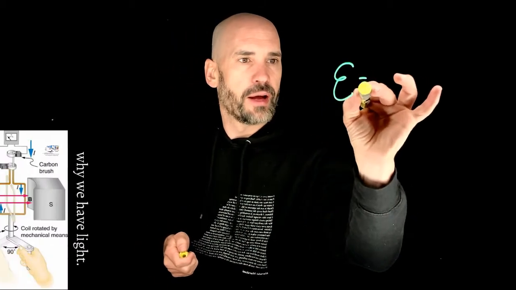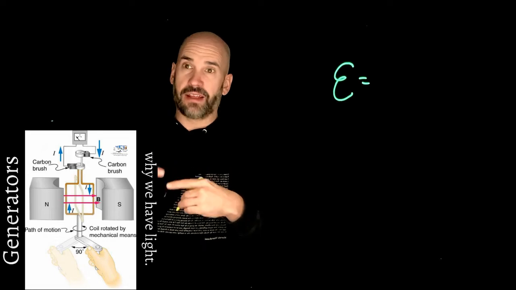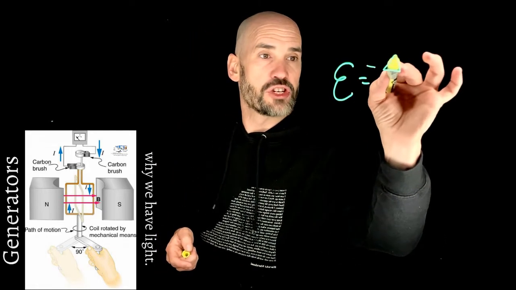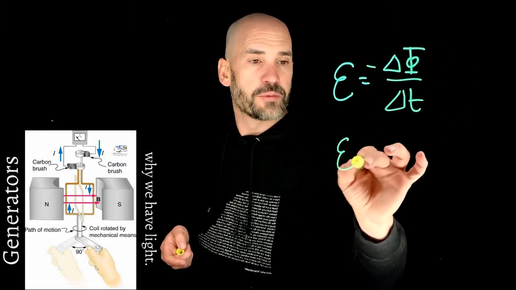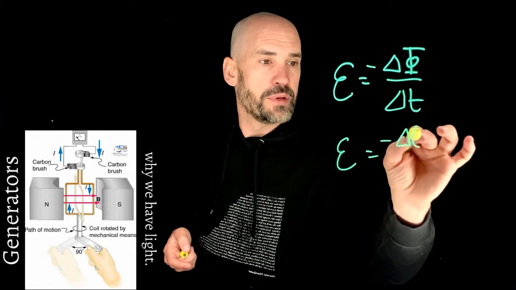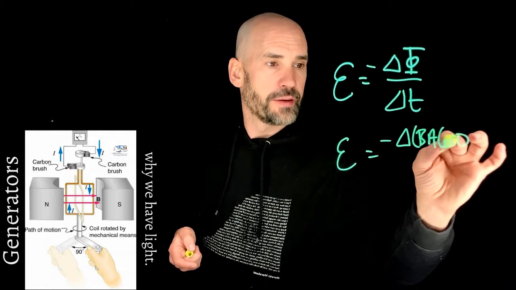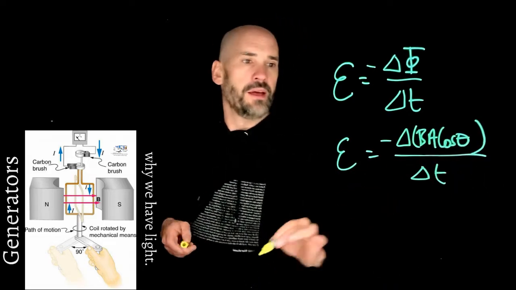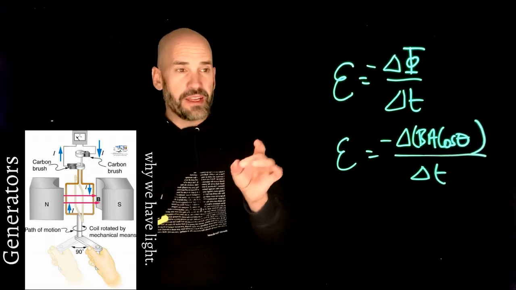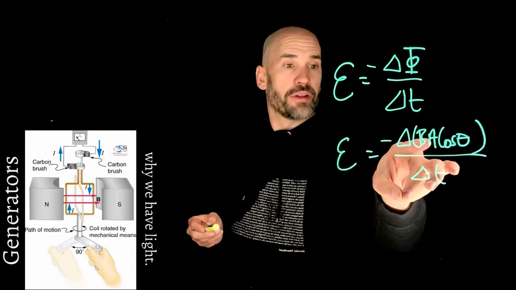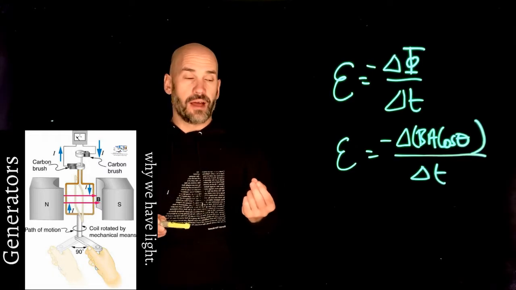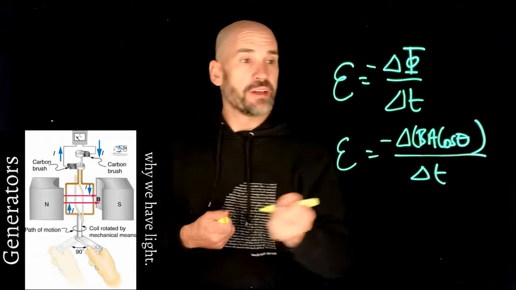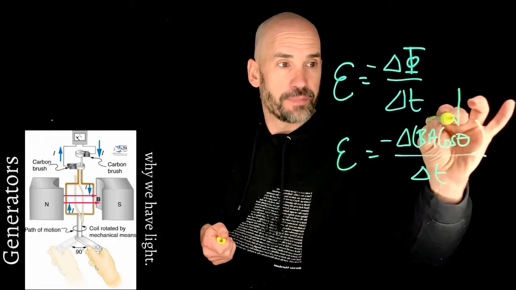Okay, so we know that the equation for the EMF induced during electromagnetic induction is equal to negative the change in flux over time, right? And specifically, flux is B A cos theta, right? So remember, we can get an induced EMF, an induced current, anytime any one of these three variables changes. When we are talking about electromagnetic generators, almost always the variable that's changing is the theta.